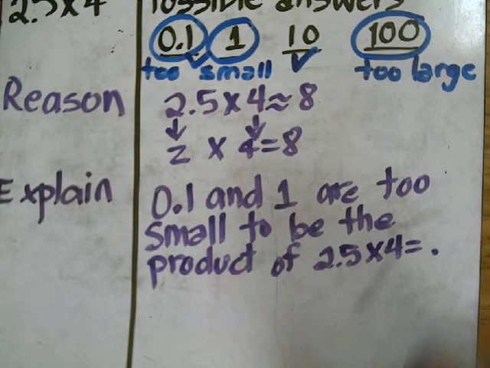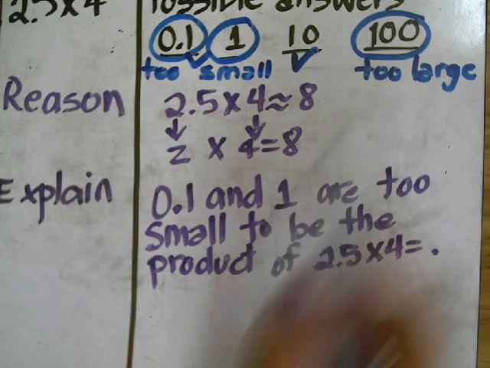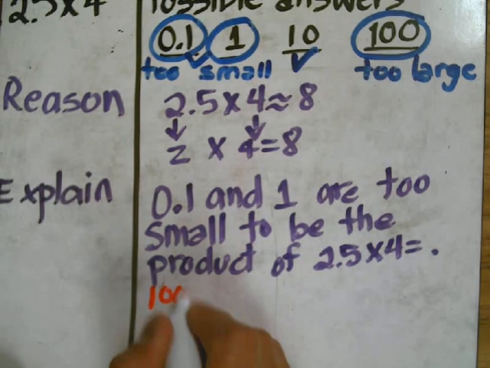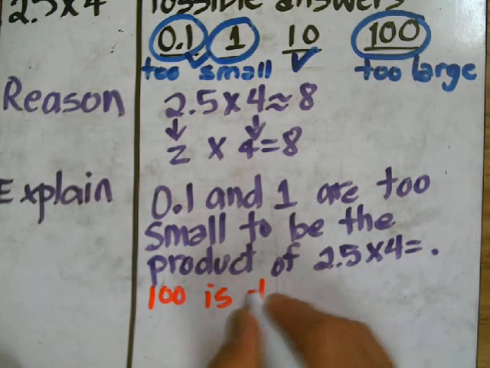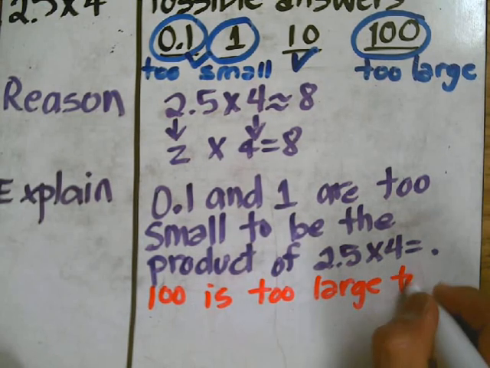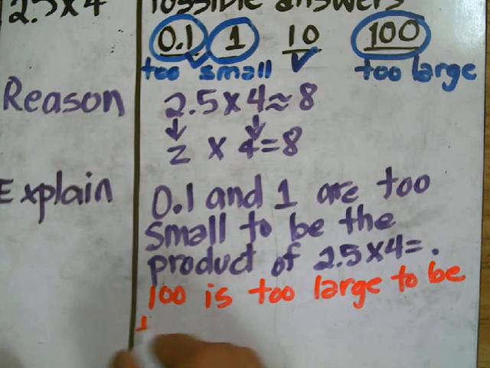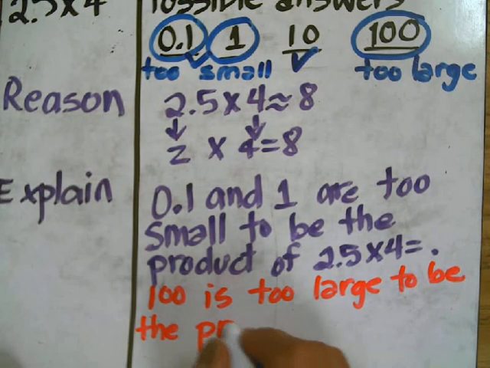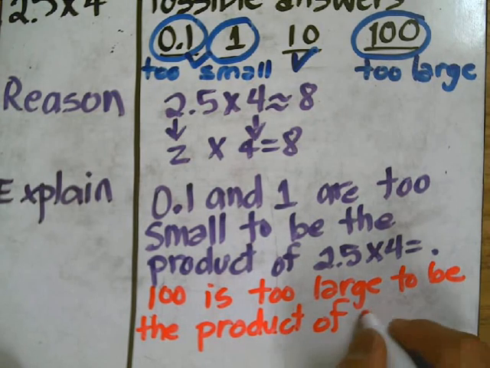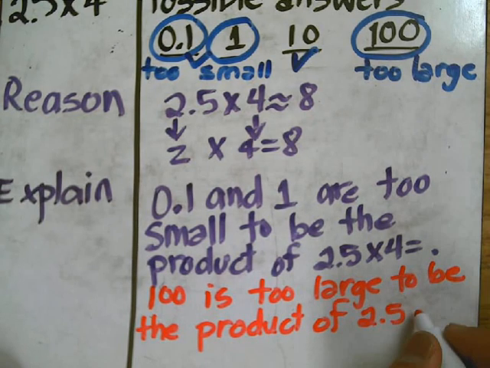And then you do the 100. Let me use a different color so you can see the difference. You say 100 is too large to be the product of 2 5/10 times 4, period.